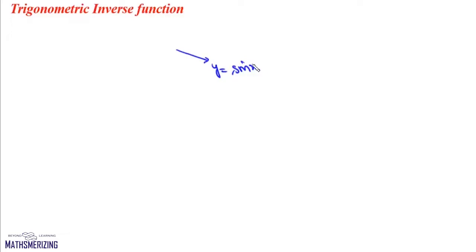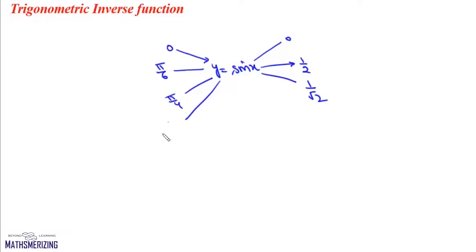output. Suppose we take x as 0. So when x is 0, sine 0 is 0. If we take angle as pi by 6, sine x will give us 1 by 2. At pi by 4, we'll get the value of sine as 1 by root 2. At pi by 3, we'll be getting this value as root 3 by 2. And at pi by 2, we'll get the value of sine x as 1.